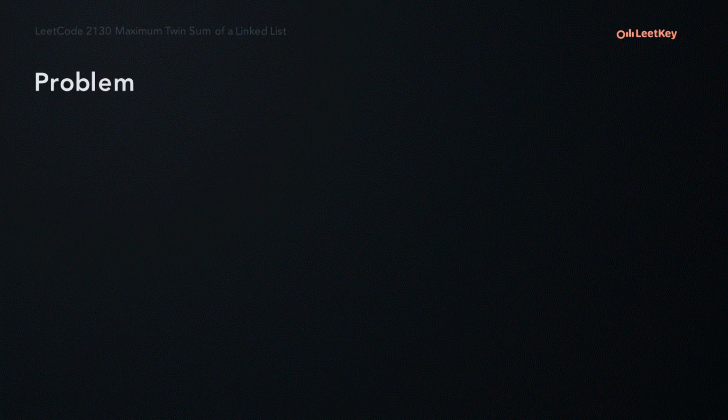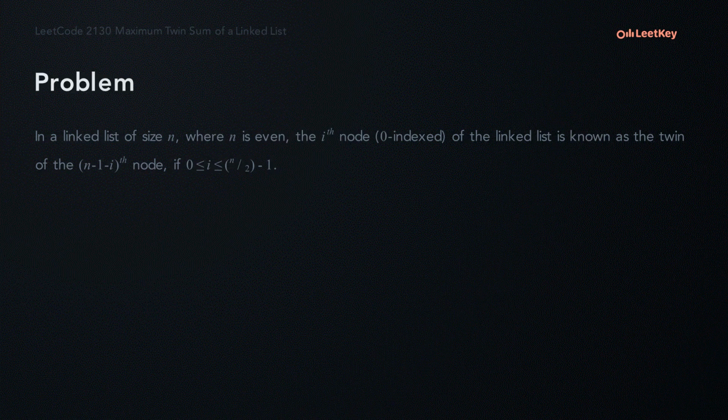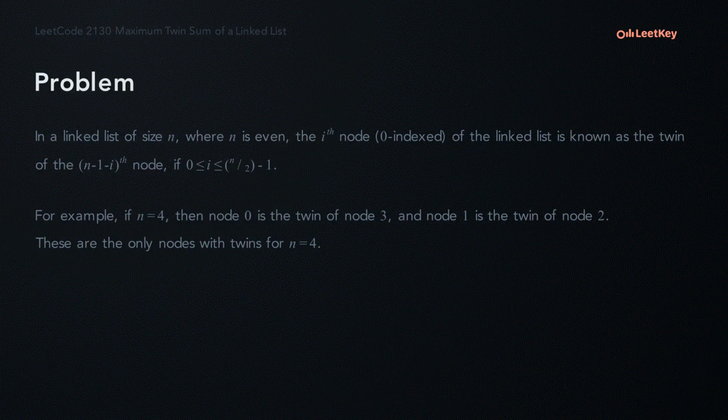The problem states, in a linked list of size n, where n is even, the ith node, 0 indexed, of the linked list is known as the twin of the n minus 1 minus ith node if 0 is less than or equal to i, which is less than n divided by 2 minus 1. For example, if n equals 4, then node 0 is the twin of node 3, and node 1 is the twin of node 2. These are the only nodes with twins for n equals 4. The twin sum is defined as the sum of a node and its twin.